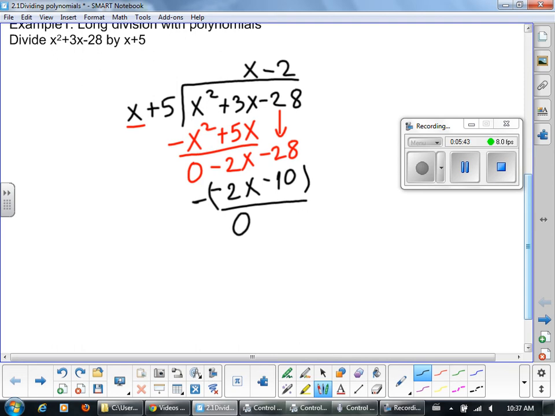And then negative 28 minus negative 10 is actually negative 28 plus 10, which is negative 18. And that's it. We can't really do anything with this anymore. There's nothing to drop down, and that's your solution. So your answer to the question is, if you divide x squared plus 3x minus 28 by x plus 5, your answer is x minus 2 with a remainder of negative 18.